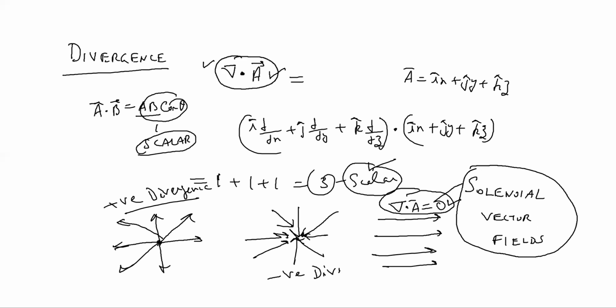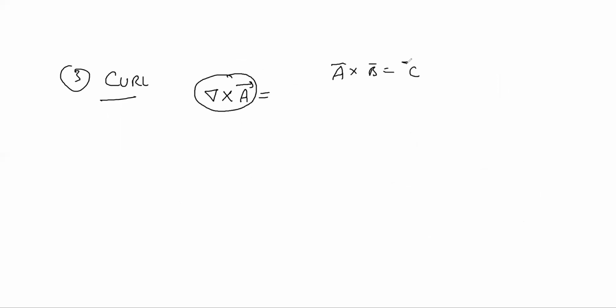And now the last operation, the third one, that is the curl. Curl means whenever del operates on a vector, del cross A, a cross product is there. Whenever there is a cross product, we know that, for example, A cross B, we will get a third vector. So whenever there is a cross product of the del vector with another vector, we will get a vector field.